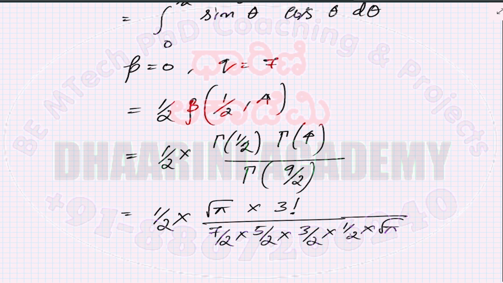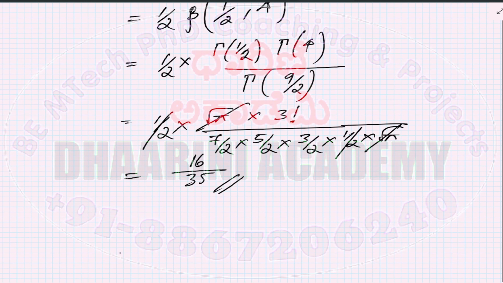So root pi cancels, this half cancels with this half. Okay, so that means 3 factorial is 6 and the denominator has 2 into 2 into 2. So that becomes 1 by 6 into this. So this is equal to 16 divided by 35. Final answer is the required I.